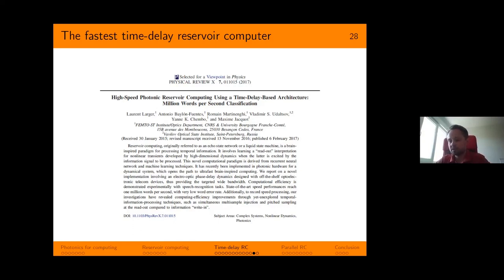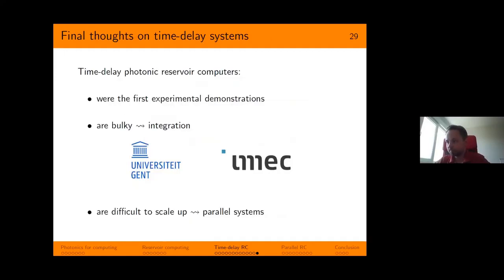And this allows them to classify 1 million words per second. So this is how the experiments on photonic reservoir computing started with the time delay systems. Nowadays, however, the focus of the community is constantly shifting away from the time delay systems. There are two major drawbacks: they are bulky, tabletop experiments, and they have serial architectures.